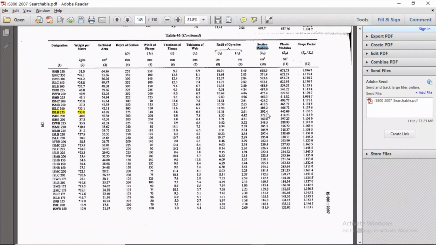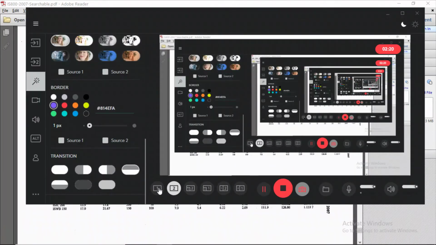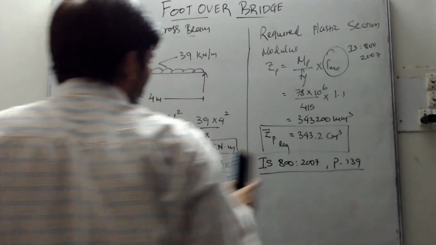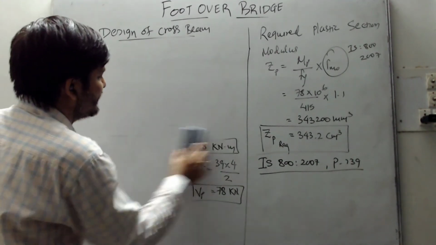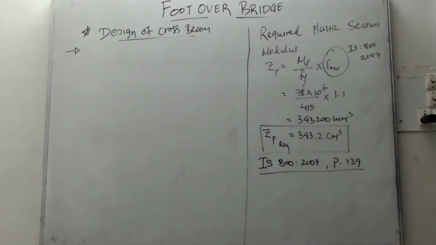Now I need to note down all the important properties which are given here, like weight per meter, section area, depth of section, width of section, thickness of flange, thickness of web, radius of gyration, plastic section modulus, and shape factor, right? So I'll note down all these from this page number. So let's do that, and I'll move it back to the board. Alright, so page number 139 of IS 800 2007. We are trying the first section, right? This is not the final design. This is a trial and error method. So first I am trying the section ISLB 275.